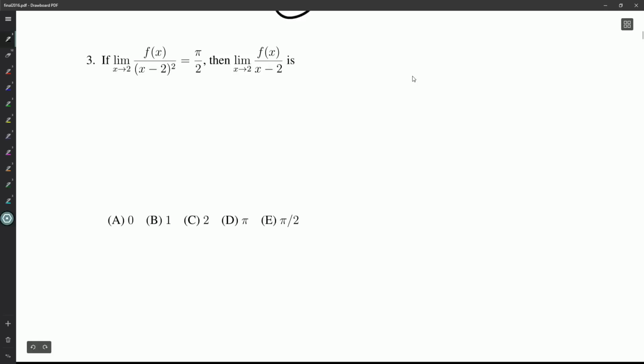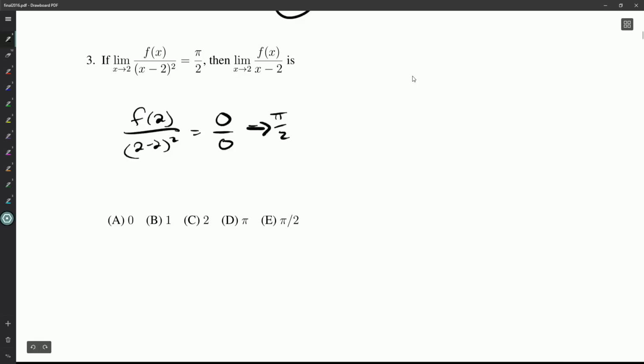Alright, question 3. If the limit as x approaches 2 of f of x over x minus 2 squared is pi by 2, then the limit as x approaches 2 of f of x over x minus 2 is. Okay. So in order for this to work, what have we got here? Well, if we just sort of plugged in, we'd get f of 2 over 2 minus 2 squared, and so that's something over 0, and yet somehow that's equal to pi by 2 in the limit. That doesn't quite make sense unless this was sort of a L'Hopital's rule 0 over 0 situation.